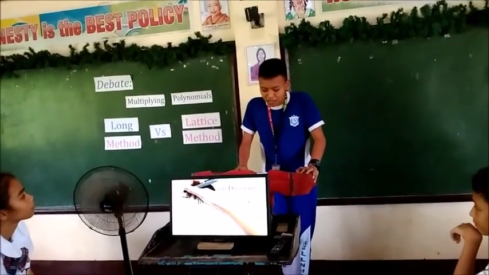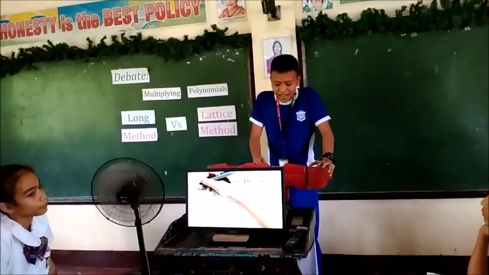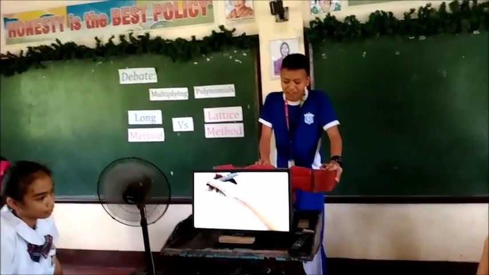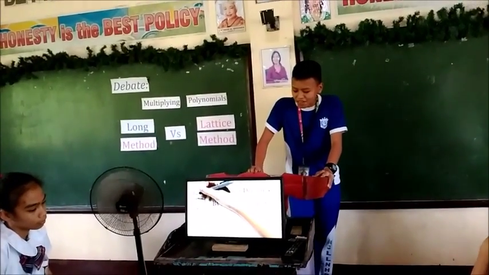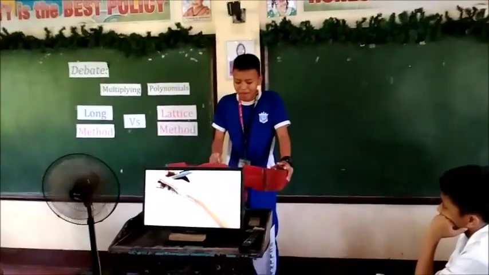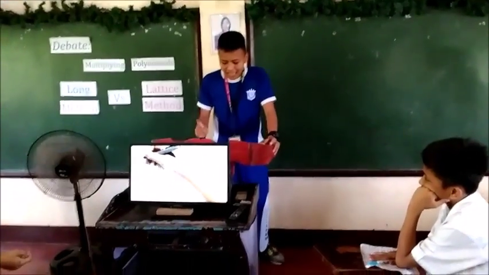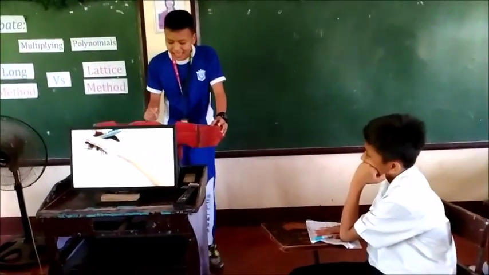This method is not only for multiplying but also for dividing numbers and polynomials. For example, when you are multiplying 1,500 and 500 using the long method, this is a good and easier way to answer. That's why the long method is easier and common.